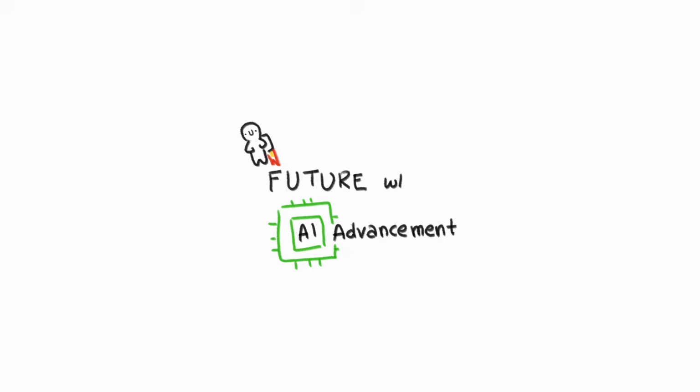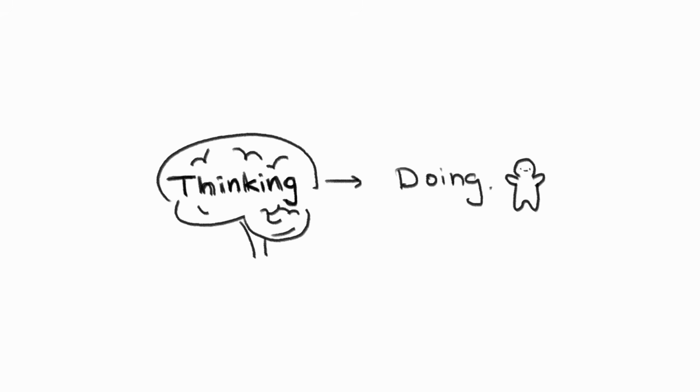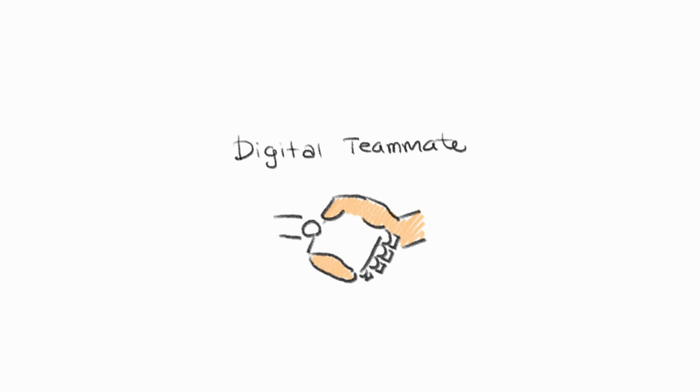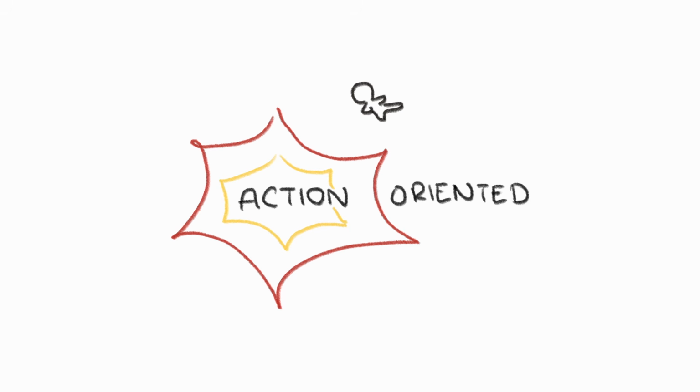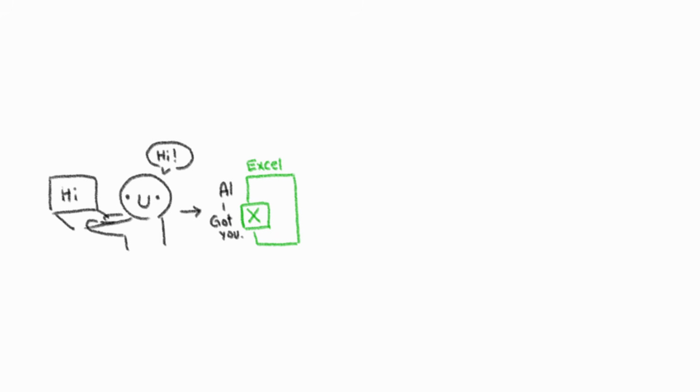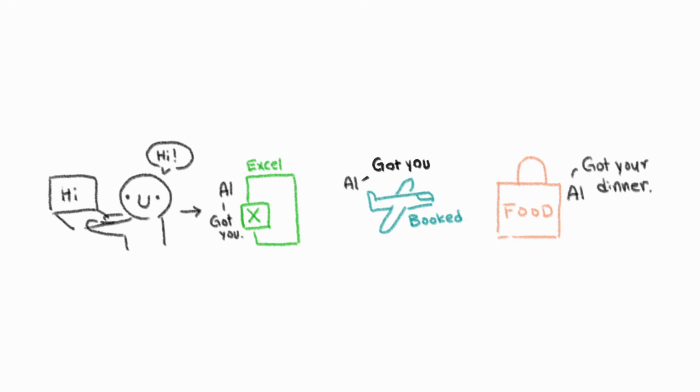So what will we see with these advancements of AI accelerators? The first thing is thinking to doing. At the moment, we're in the digital teammate phase where we mostly only talk with the AI, but with advancement, AI will be action-oriented, as in it will create Excel for you, it will book a flight for you, or it will order a meal for you.